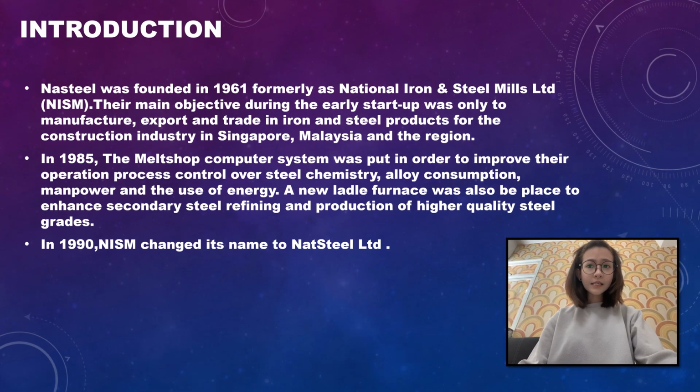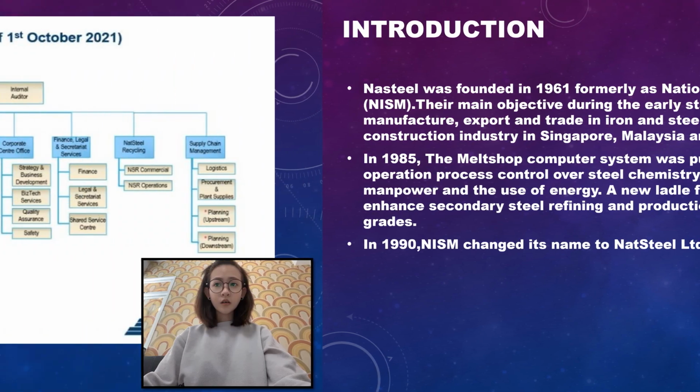NATSTEEL was founded in 1961, formerly as National Iron and Steel Mills. Their main goal during the early start-out was only to manufacture, export and trade steel products for the construction industry in Singapore, Malaysia, and the region. Therefore, the mill shop computer system was upgraded, such as operation process, working manpower, product qualities, and others, to provide better quality for customers. Therefore, National Iron and Steel Mills changed its name to NATSTEEL Limited in the 1990s.